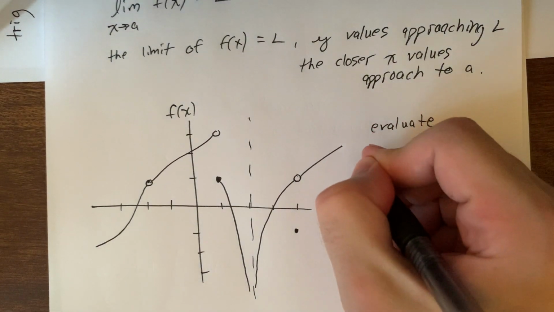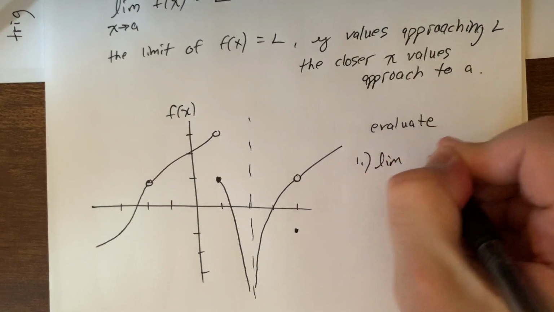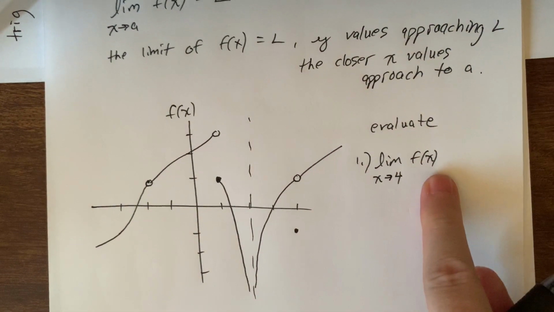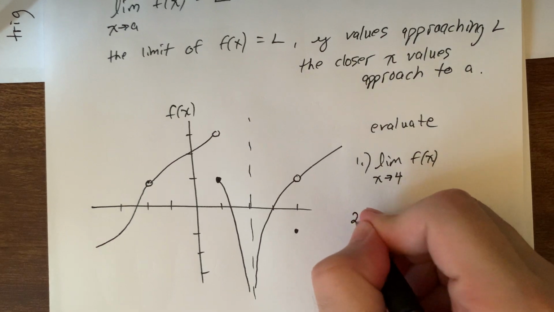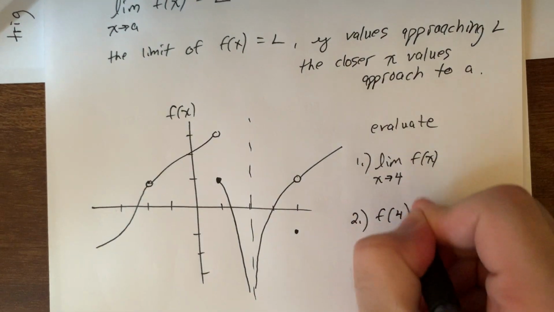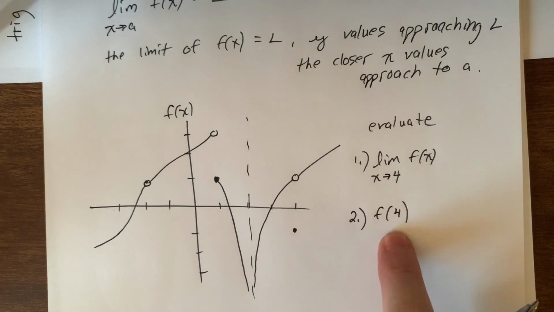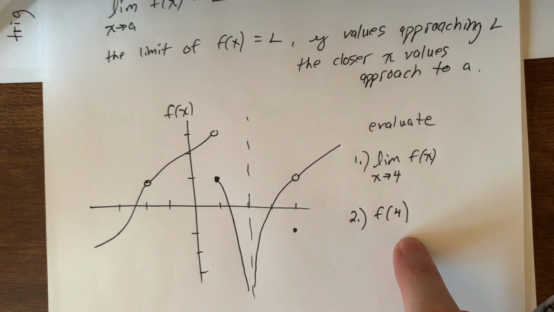But now let's already jump right in, and let's start out here at x is 4. Number 1, let's take a look at the limit of f of x as x approaches 4, versus number 2, let's evaluate f of 4. And let's start with this one. This is the one we should know.